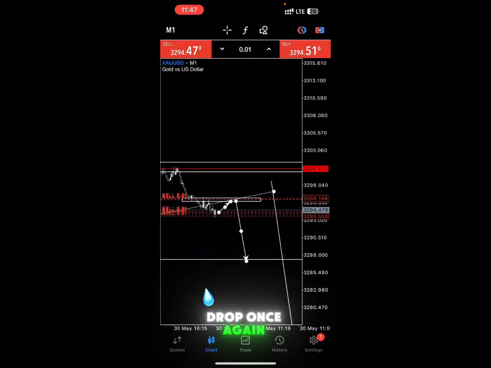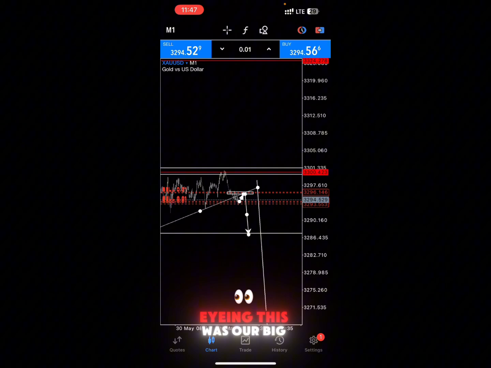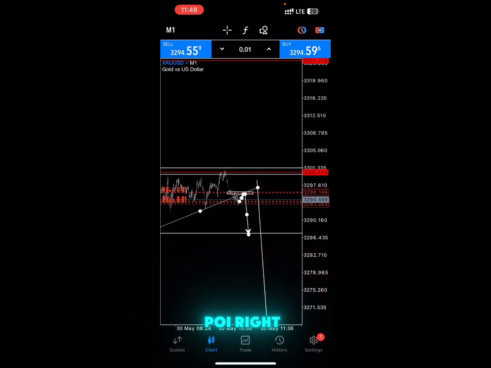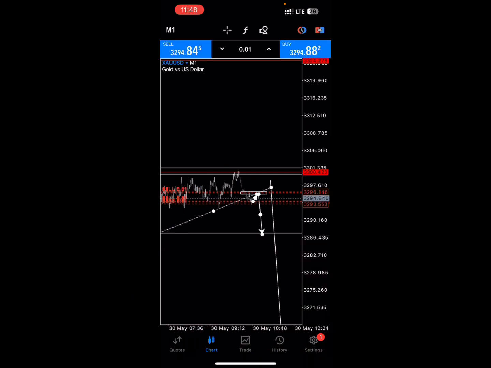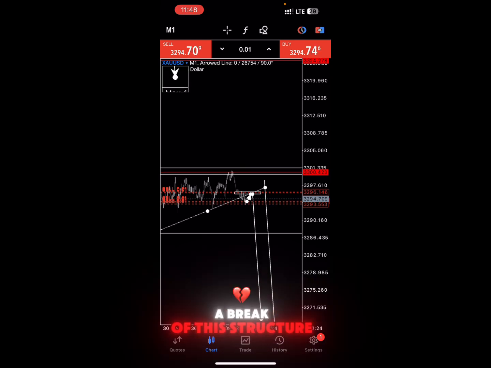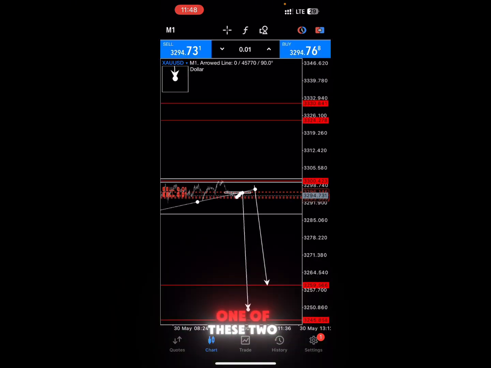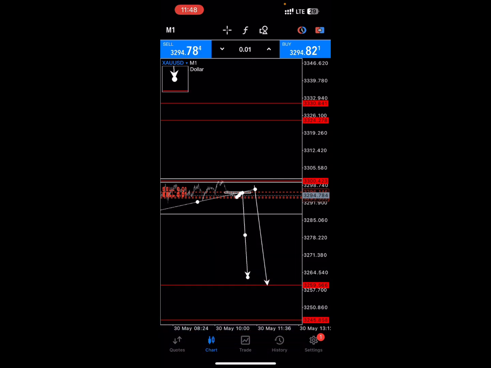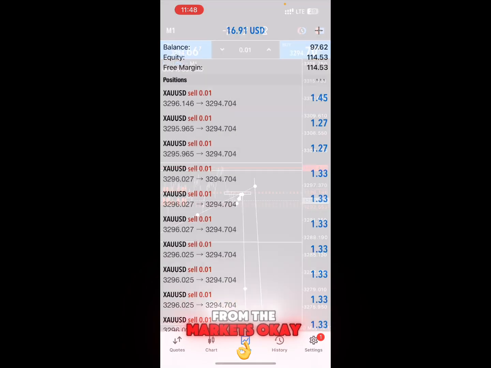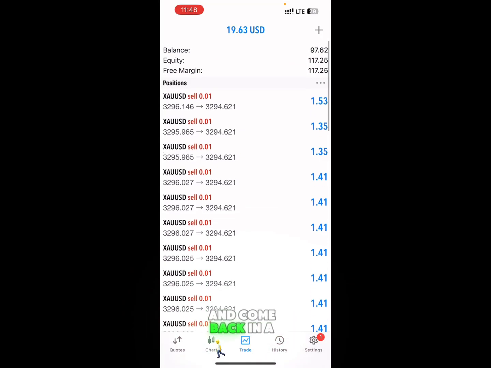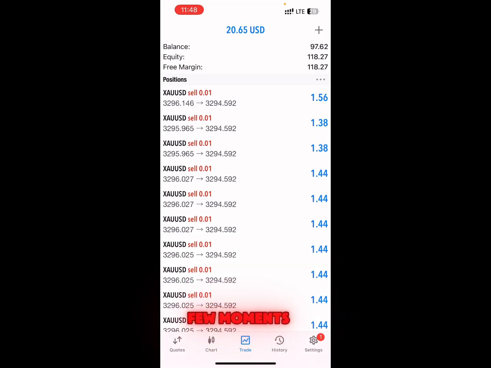Test this region and then drop once again. Remember that this was our big POI, but we are eyeing a break of this structure until price reaches either one of these two levels. So let's see what happens. We will step away from the markets and come back in a few moments.